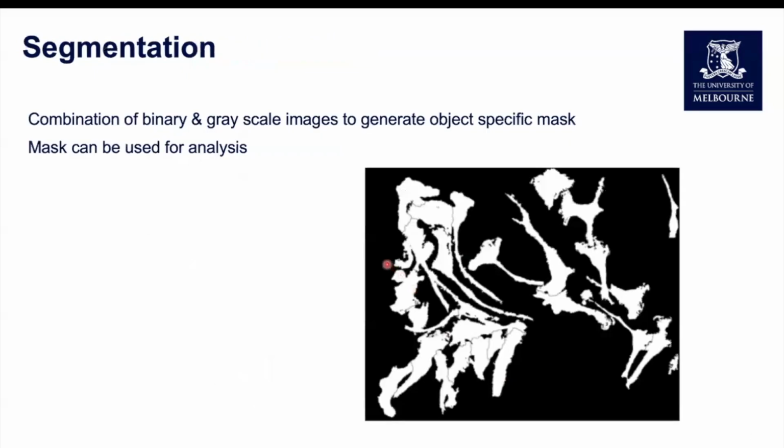And one of the activities that we'll be doing is to use a combination of binary images and also the grayscale images to generate specific masks of individual cells. And again, we can use this to quantify on a per cell basis out of an image. So we can get a lot more information than just average stats across the image. We can get a per object stat as well.